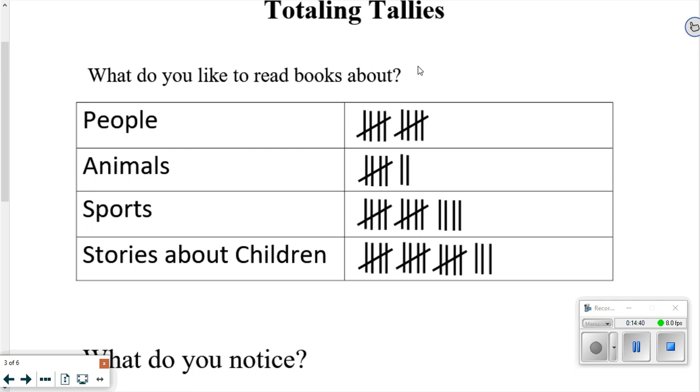Macklin, what do you notice? Most people like to read about stories about children. Colby, what do you notice? Okay. Anything else we notice about this data, Kinsey? Animals. So more people chose to or like to read about people than animals. Yeah, perfect.